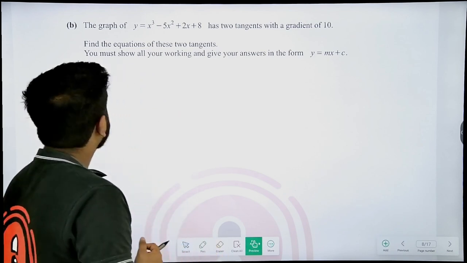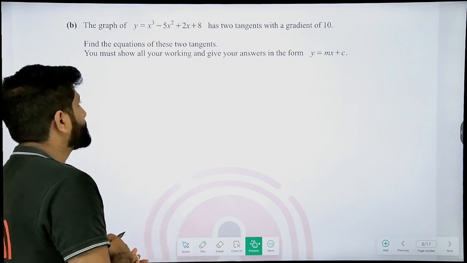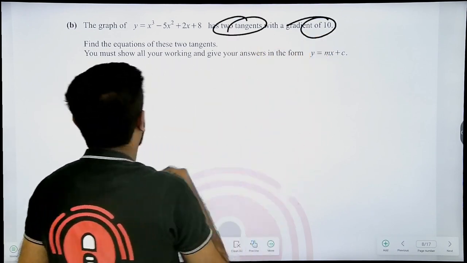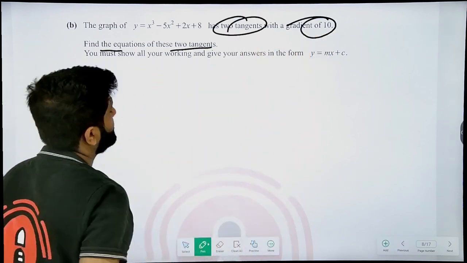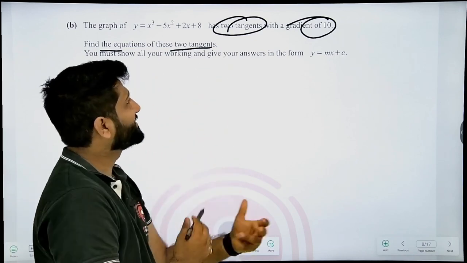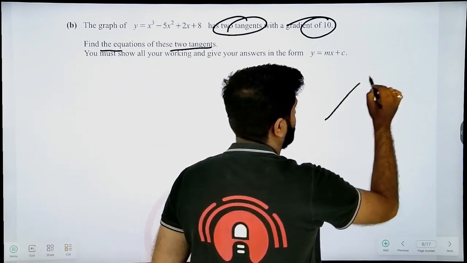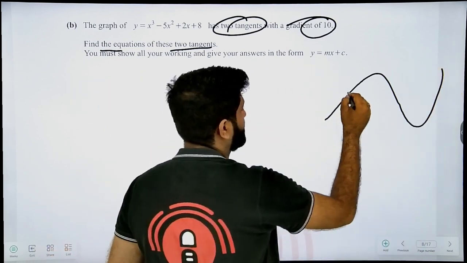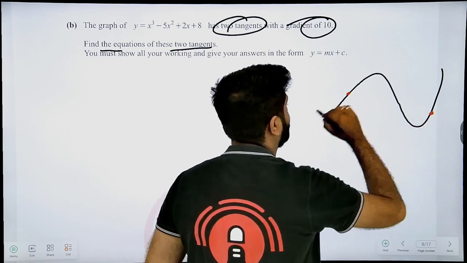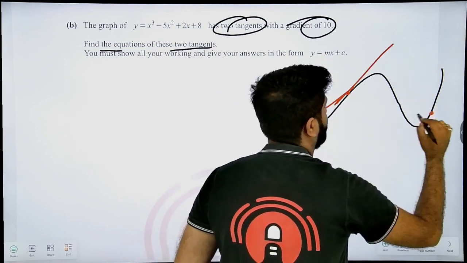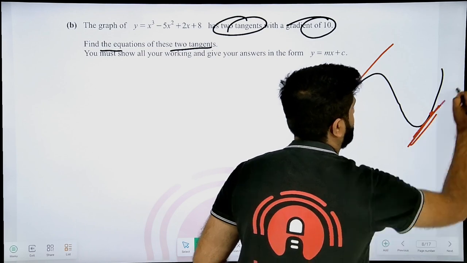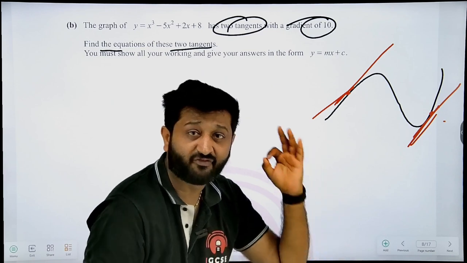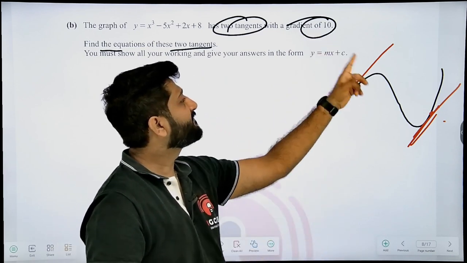The next question. The graph of x cubed minus 5x squared plus 2x plus 8 has two tangents with gradient 10. Find the equations of the two tangents. Now, what this question says is, let's say this was my graph. Now I have drawn two tangents, which means let's say this is one point and this is the second point. From these two points, I have drawn my first tangent and my second tangent. Now they are saying that both of these tangents have a gradient of 10.